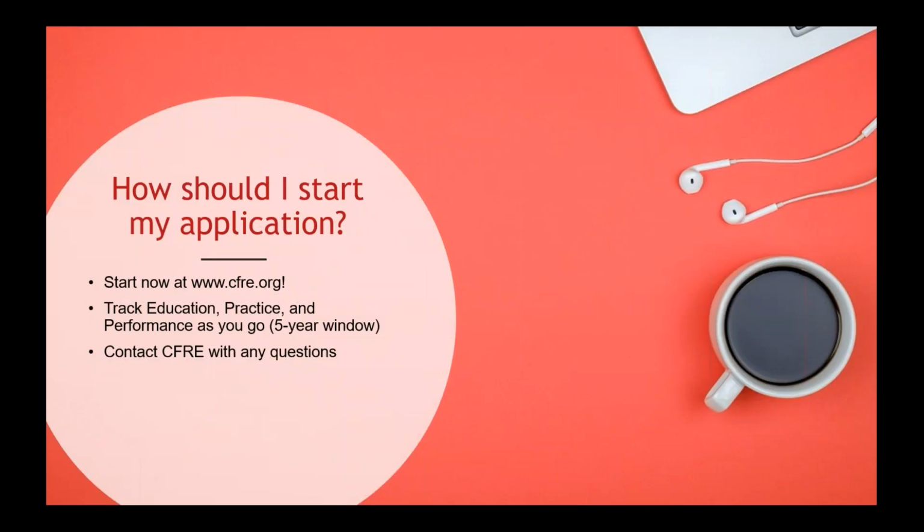Now, getting started. Again, you'll need to go to our website, cfre.org, to start the application or create an account. Once you create your application, this is where you'll track the 3 main requirements for the application, which is education, your professional practice, and your professional performance. Please keep in mind that everything you're listing in the application has to have occurred within the past 5 years from your submission date. If you do have any questions, please always feel free to contact us directly, and that includes if you would like to go over your application before you submit.